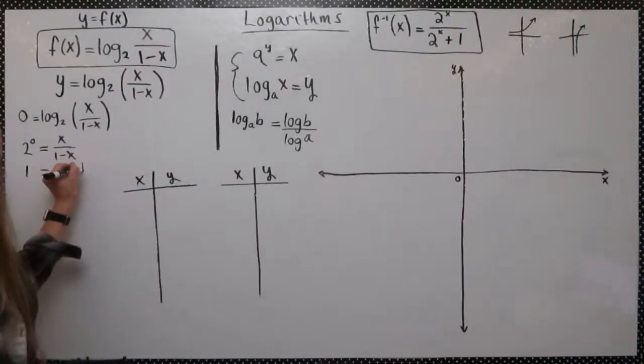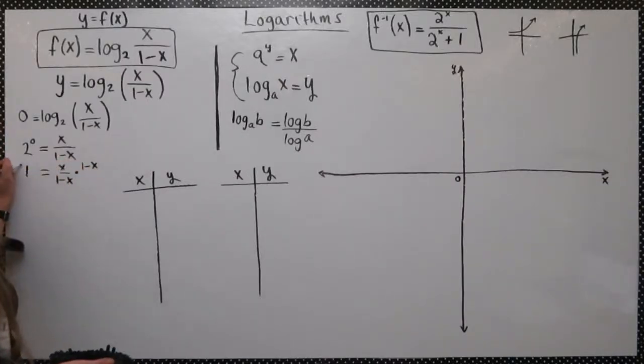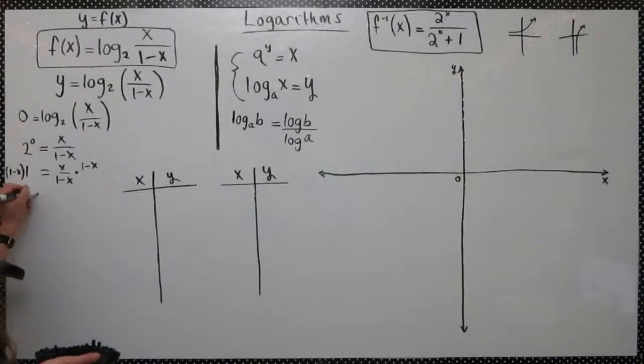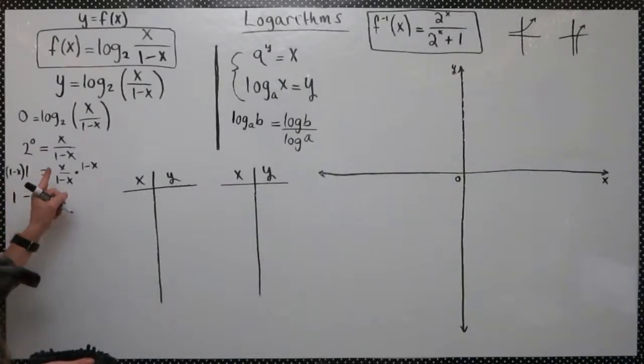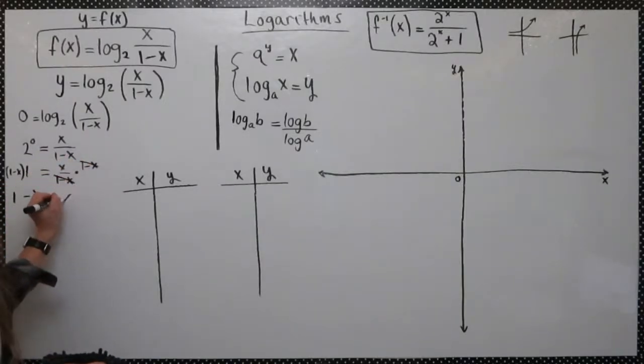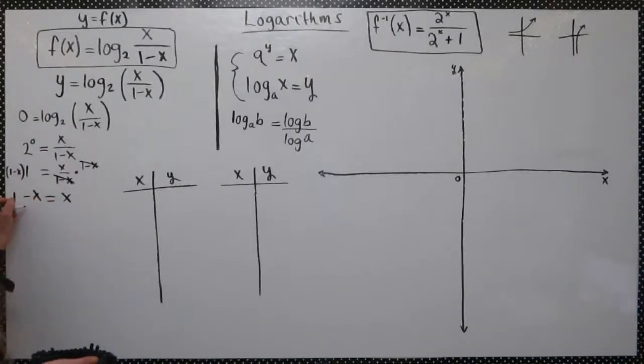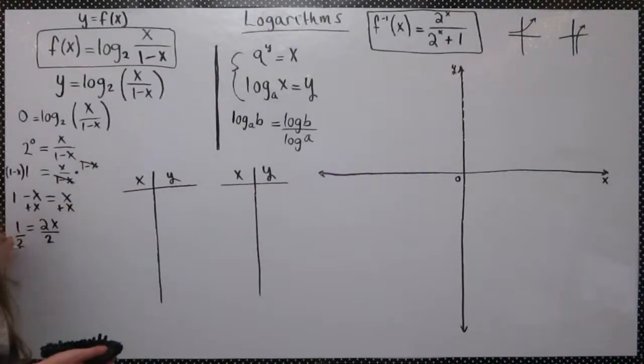So we're going to multiply 1 minus x times 1 minus x. That's going to give me 1 times 1 is 1, negative x times 1 is negative x, and those cancel and you get x. Adding x to both sides, 1 equals 2x. And then divide by 2. It's looking like x equals 1/2.